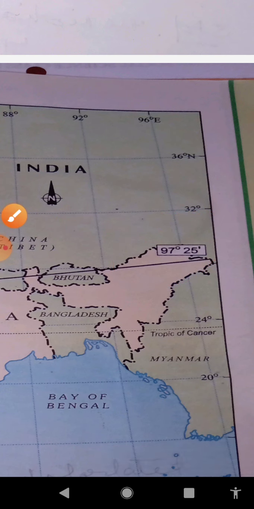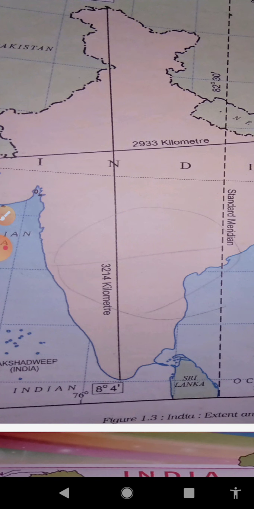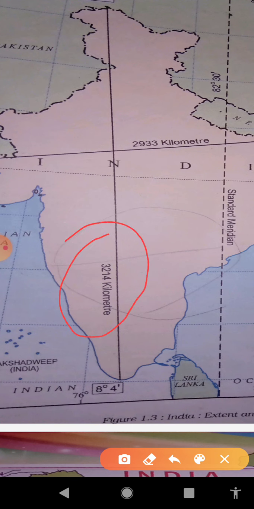And with regard to the north-south and east-west extent of our country in terms of kilometers, you can see here that the north-south extent is about 3214 kilometers. This is the north-south extent of our country, and the east-west extent of our country is only about 2933 kilometers. So from this topic one question is important.